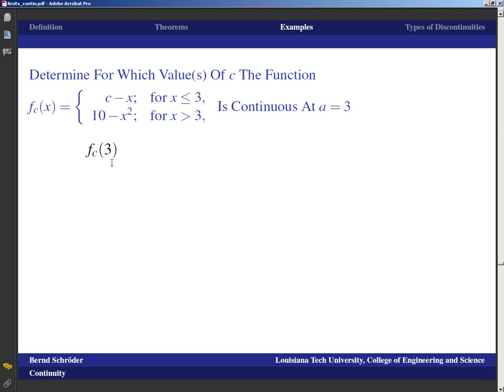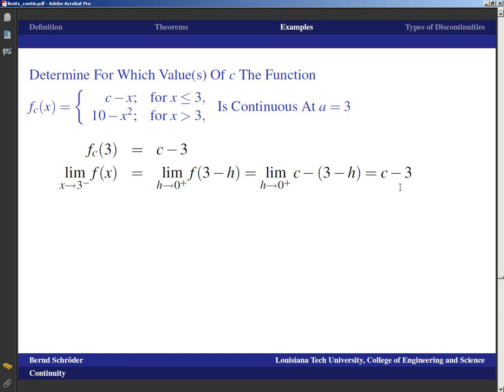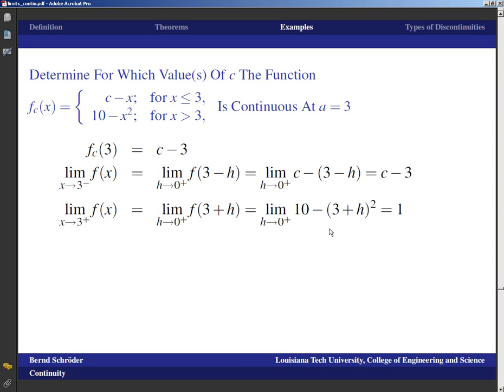Okay, well, f of 3 is still c minus 3. The left limit is the limit as h goes to 0 from above of f of 3 minus h, so that's c minus 3 minus h, which ends up being c minus 3. And the limit as x approaches 3 from the right of the function is the limit of f of 3 plus h, where h is positive, and that would be the limit of 10 minus (3 plus h) squared, and that would be 9 minus, that would be 9.